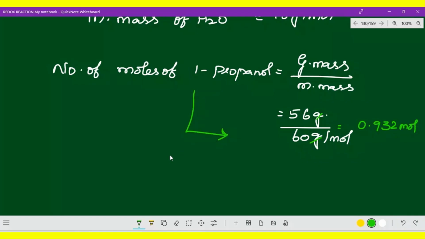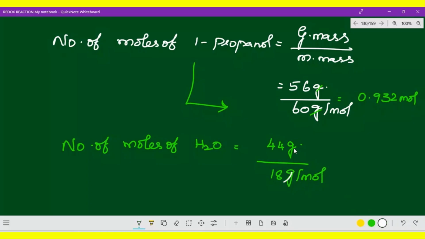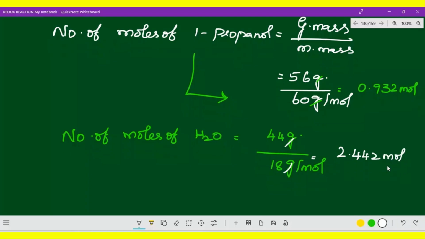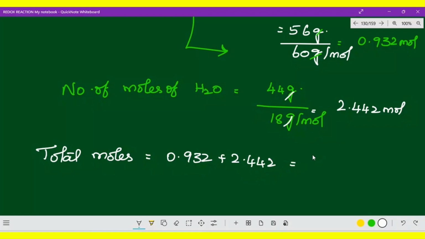How do we identify? Now, moles of water, the same way, number of moles of water. Here 44 gram, we just found, right. Divided by 18 gram per mole. So when you calculate it, you will get 2.442 mole. Right, now total moles combined. Because for mole fraction, always you just add the moles. Okay, then you can identify that mole fraction formula. Total moles, how much? Here 0.932 plus 2.442. So combined together, you will get how much?